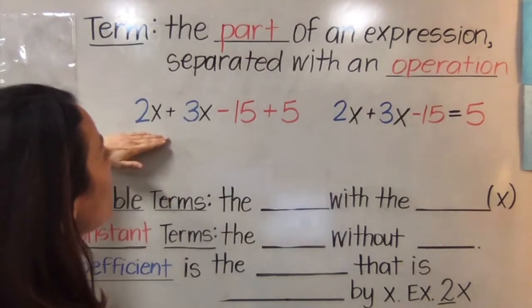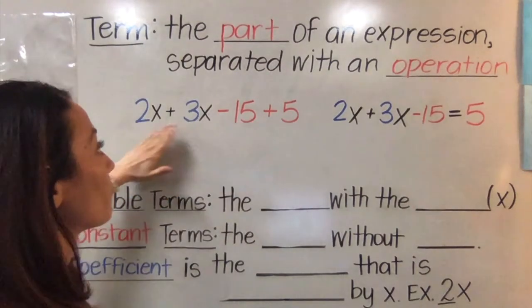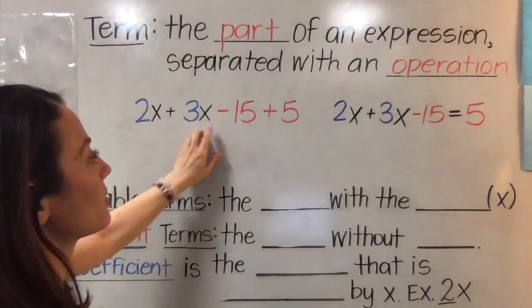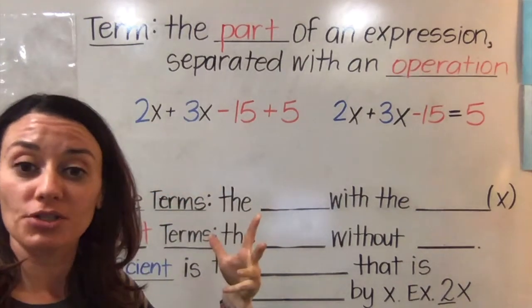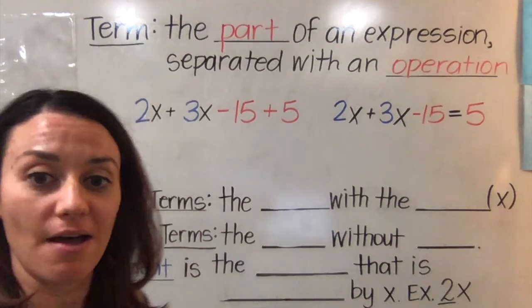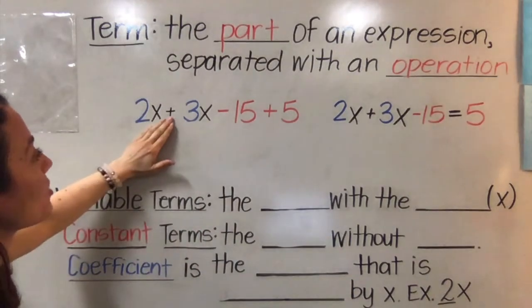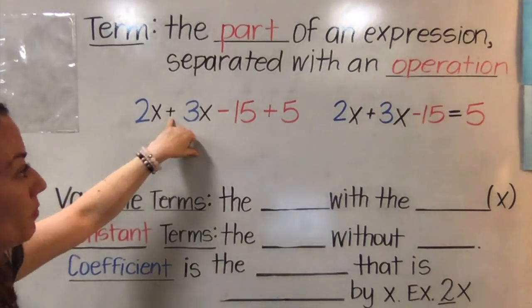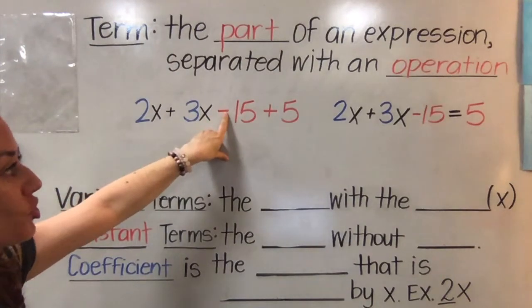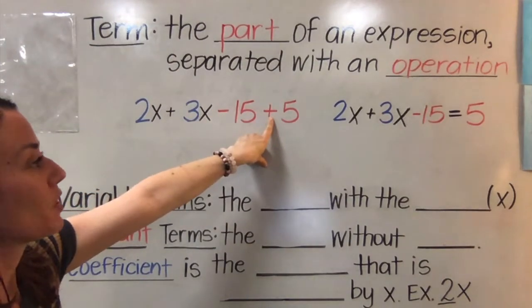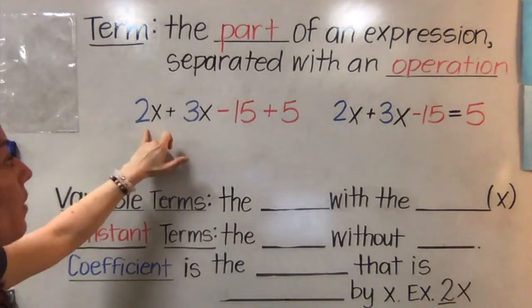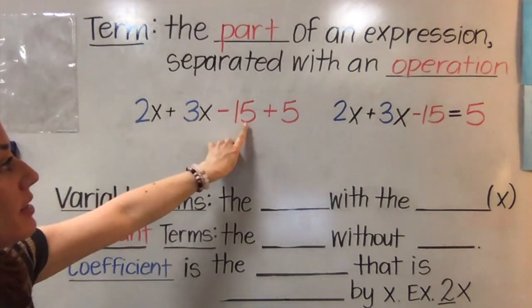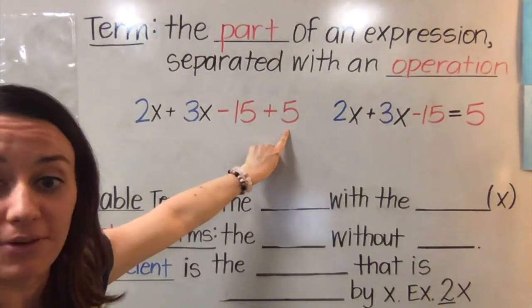So let's take a look at this expression here. We have 2x plus 3x minus 15 plus 5. First we ask ourselves, how many terms does this have? You see how 2x plus 3x is separated with a plus sign? Then you have a subtraction sign and an addition sign. So it looks like we have 4 terms here: 2x, 3x, negative 15, and positive 5.